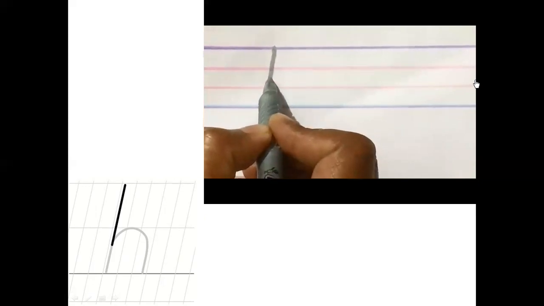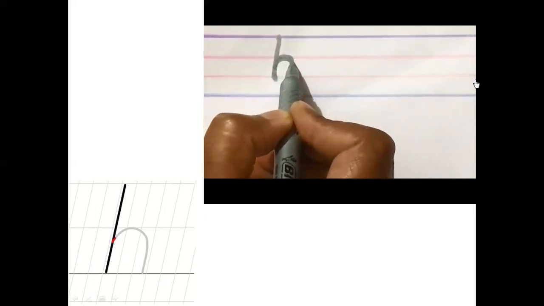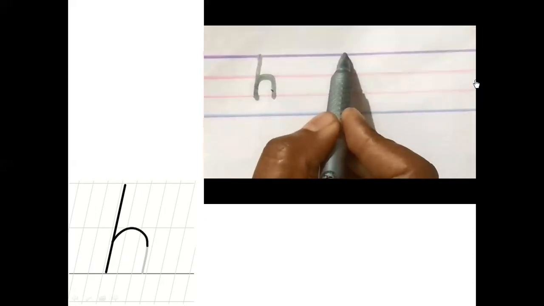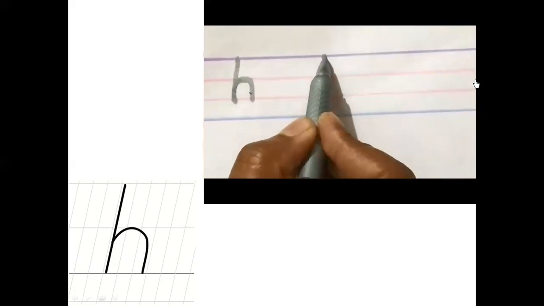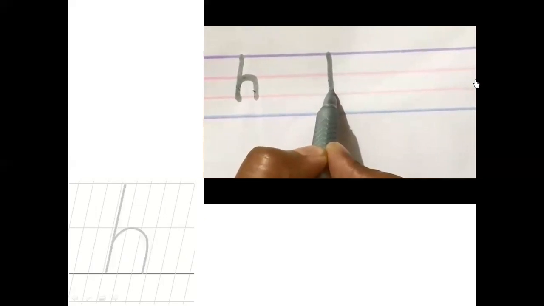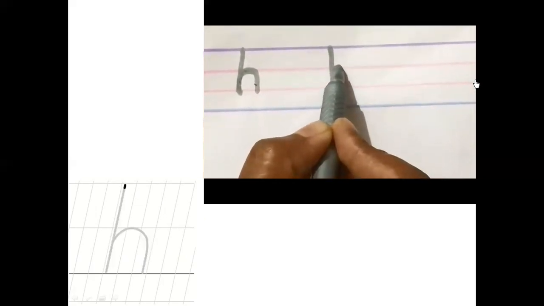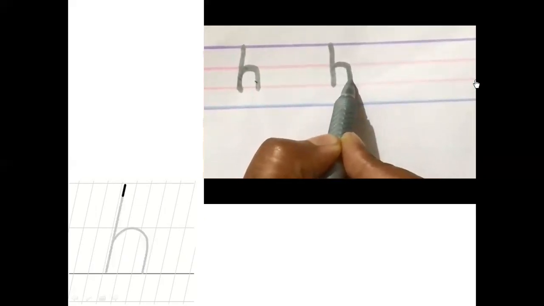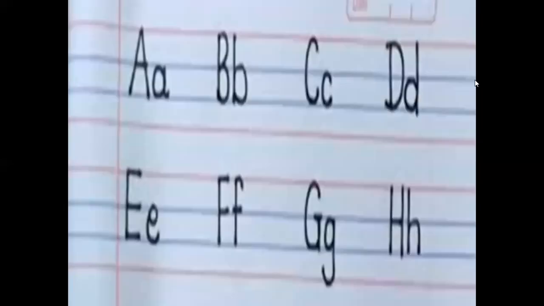Okay, so now how to write a small letter H? Again, we draw a standing line from the first to the third line, and then we draw a down curve from the second to the third line, like this. Let's do it once again. A standing line from the first to the third line, and then a down curve from the standing line itself, that is from the second to the third line, like this, making our small letter H.